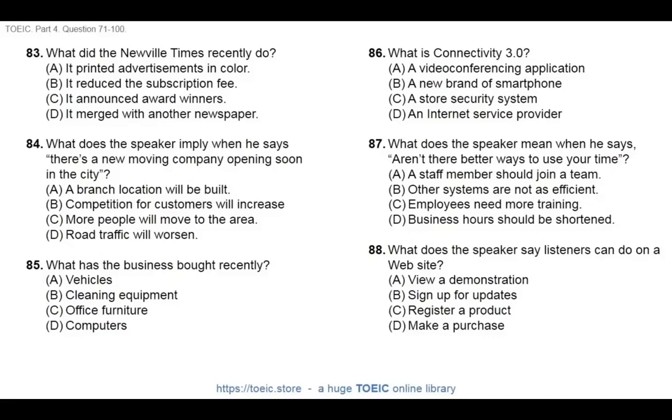With normal video conferencing systems, you need to set up special phone numbers, various access codes, and special equipment for your meeting. Aren't there better ways to use your time? With Connectivity 3.0, just download our application onto your smartphone or tablet, and you're ready to immediately join your video conference. Visit our website to watch a step-by-step video of how easy it is to use. Connectivity 3.0, simplify collaboration.